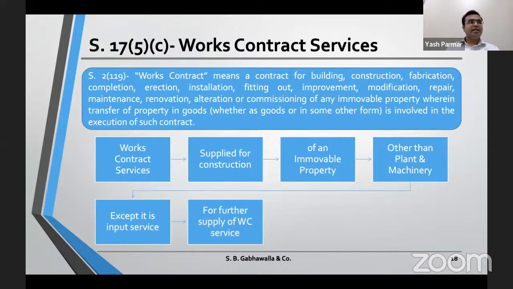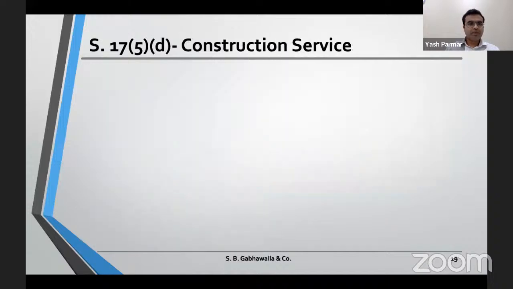And second, if this works contract service is used as an input service for further supply as works contract service, then ITC can be claimed. So where a contractor is availing services of a subcontractor, the subcontractor will be eligible to claim ITC because he is doing a back-to-back transaction. Now we will discuss this clause C in detail in subsequent slides. Because C and D are somewhat related, first we'll read out both these provisions together, and then we will analyze both these clauses C and D in detail.